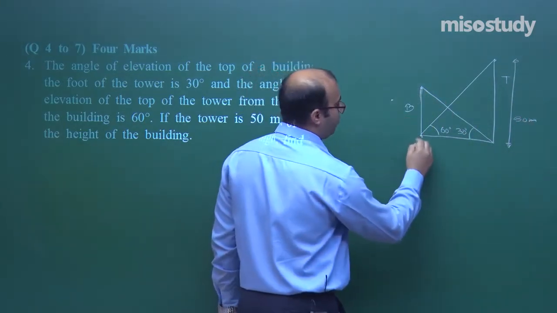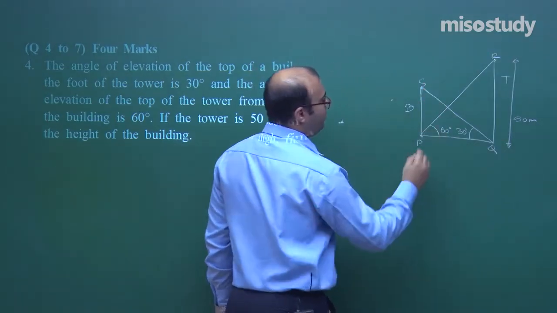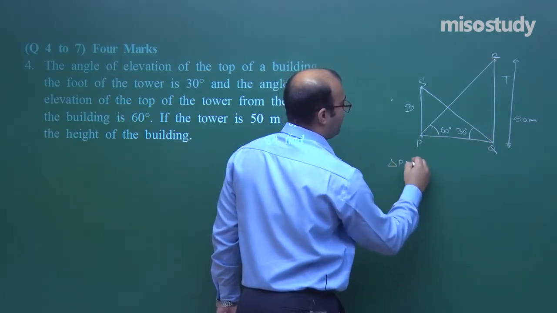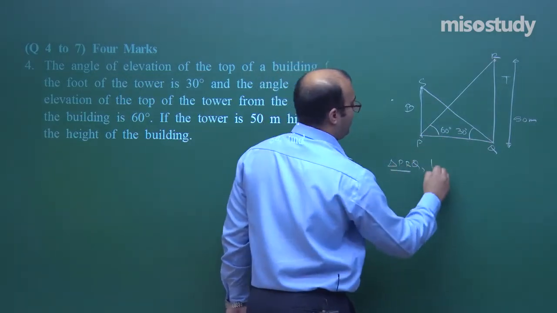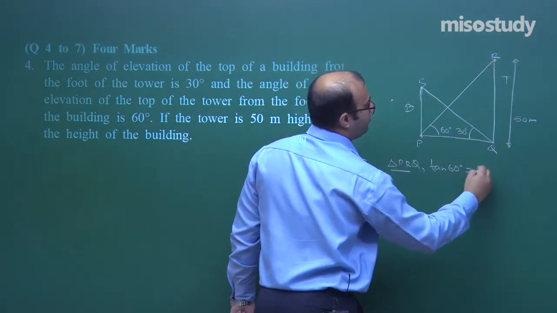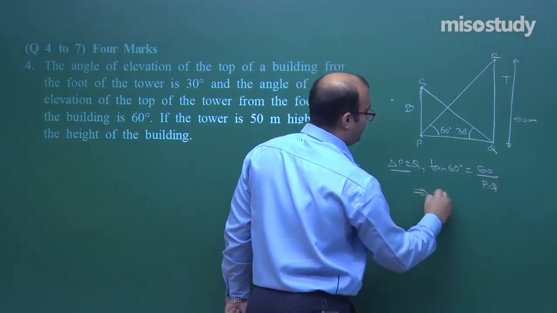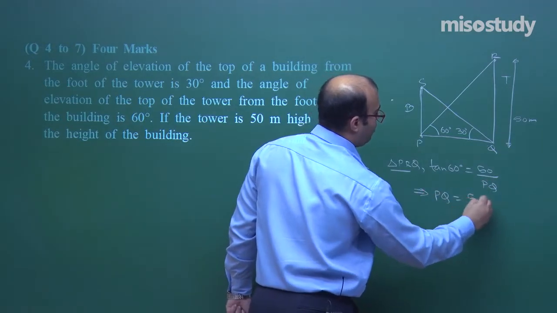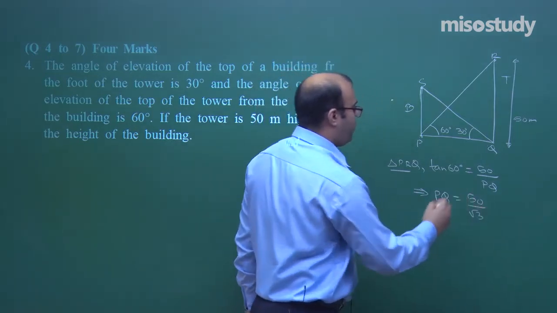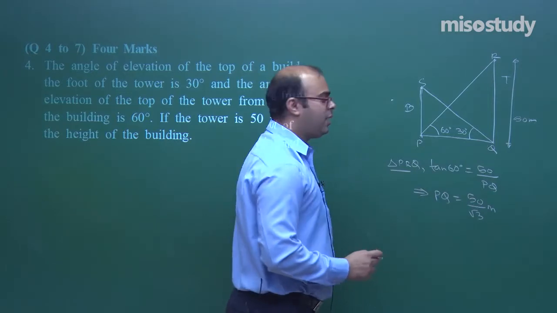So, let us take this point as P, this is Q, this is R, this is S. If we take triangle PRQ, in triangle PRQ, which is a right angle triangle, we say that tan 60 degree is equal to the perpendicular QR, which is 50 meter, upon base PQ, which implies that PQ is equal to 50 upon tan 60. You remember what is tan 60? That is root 3. So, 50 by root 3 meter. Now, we know the distance between foot of the building and the tower.